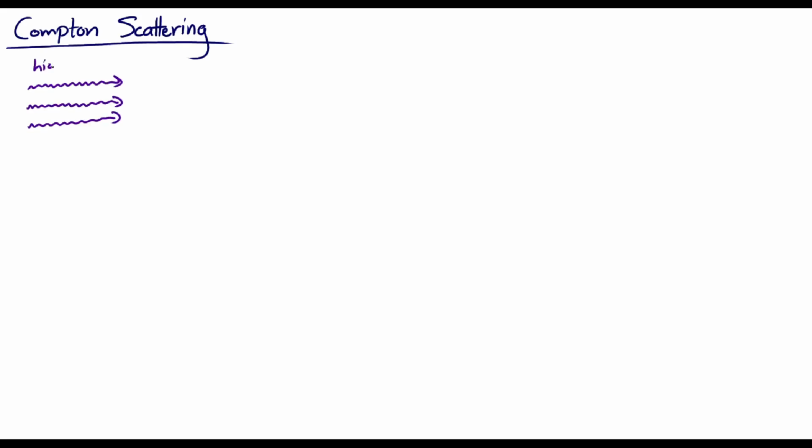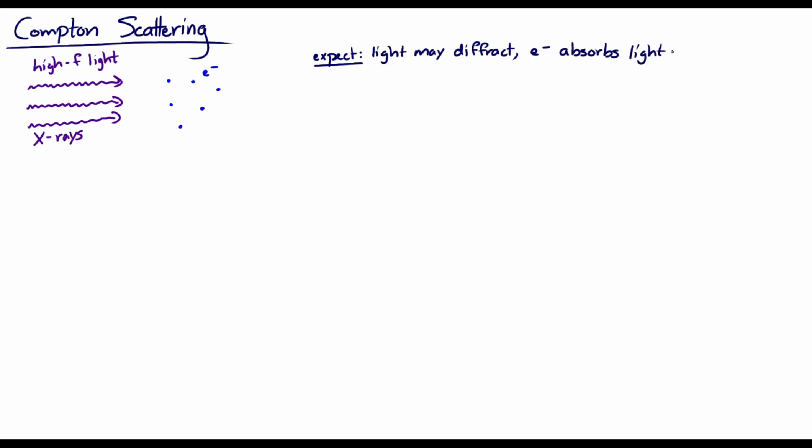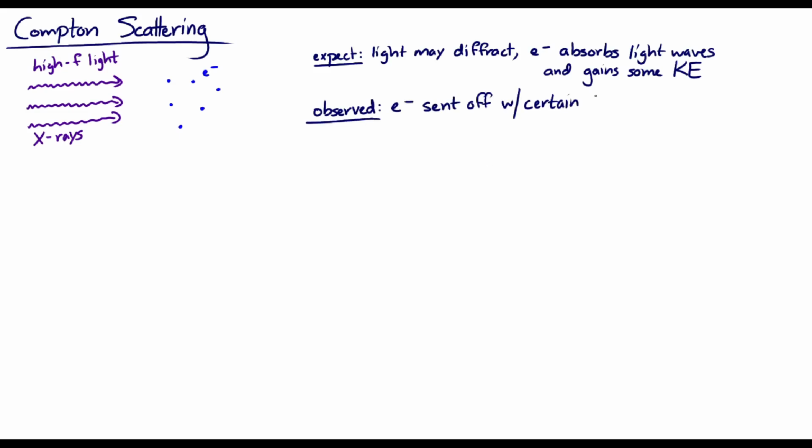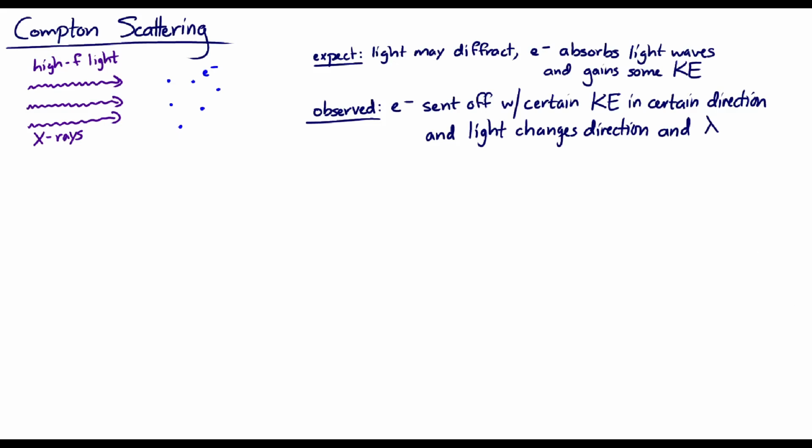Last of all, let's look at Compton scattering. So in Compton scattering, we have very high frequency light, usually X-rays, incident upon an electron. Now, what we might expect is that if we have incoming light, it might diffract around the electron, or perhaps the electron will absorb some of the energy from the light and gain some kinetic energy. What's observed, however, is that the electron is sent off with a certain amount of kinetic energy in a certain direction, and the light changes direction and also changes its wavelength.